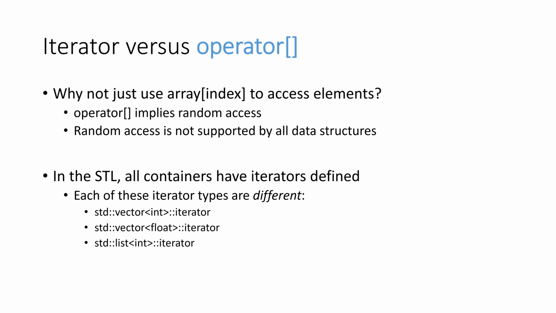Okay, so why do we have iterators? I told you they're like pointers. We already used vector, and we already did some useful things with vector where we just used the subscript operator, the square bracket operator. So we can use an array or vector with an index to get at different elements.